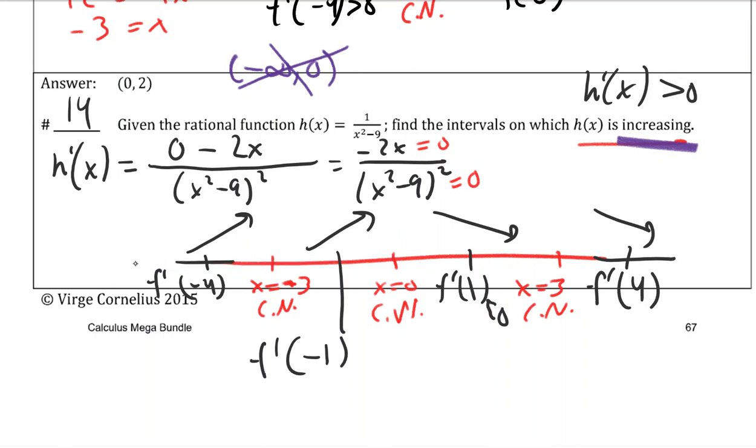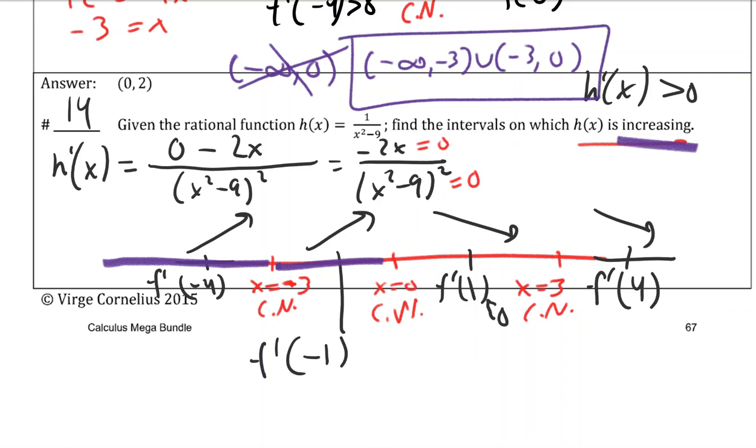It's increasing from negative infinity to negative 3. At negative 3, the derivative's not positive, it's 0. It's horizontal for a moment. So you can't say that it's increasing at negative 3. Then it increases from negative 3 to 0. But it's not increasing at negative 3, so it should not be part of your interval.